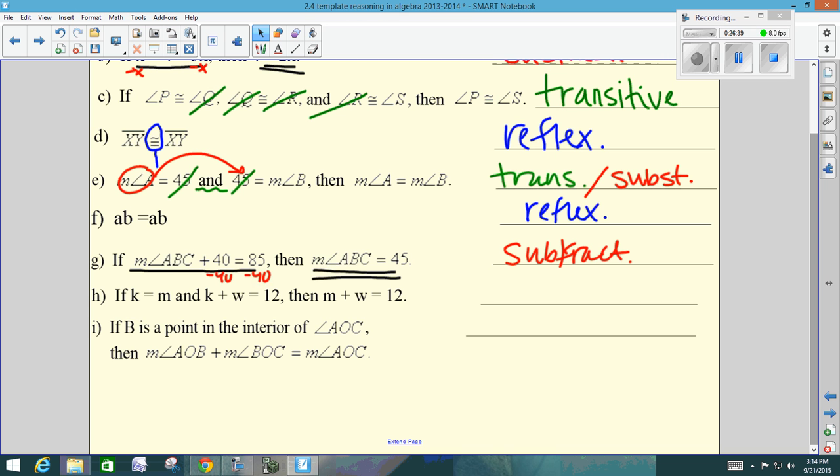Two left. H. If K equals M and K plus W equals 12, then M plus W equals 12. They go from the hypothesis to the conclusion. Substitution, good. K is equal to M, so I can substitute M in for K.